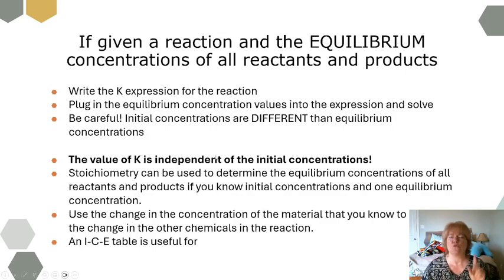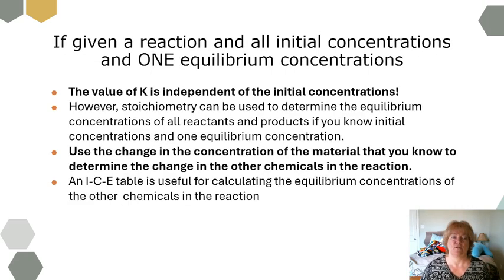I can sometimes use stoichiometry to determine the equilibrium concentrations if I know the initial concentrations and at least one of the equilibrium concentrations. But to use that stoichiometry, it's going to be easier to use something that we call an ICE table. So we would use the changing concentrations of the material that I do know and use that to figure out the others. So let's look at what that might look like.